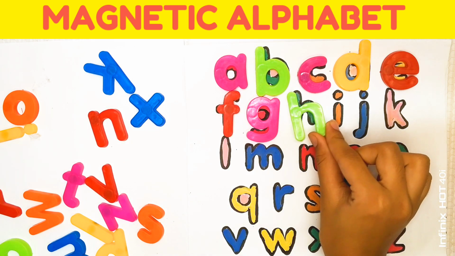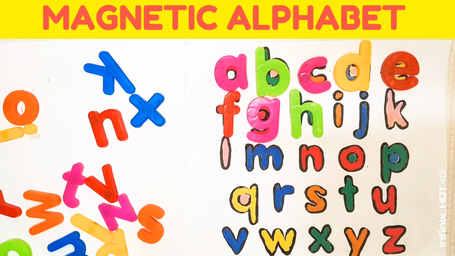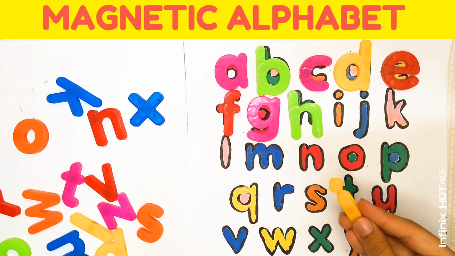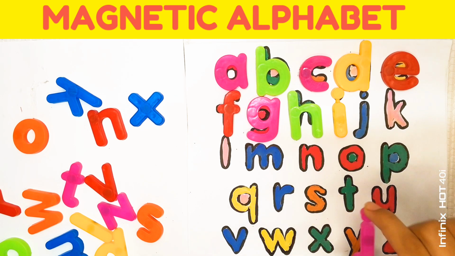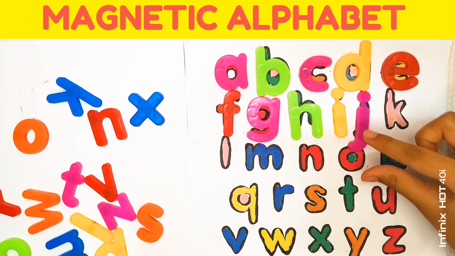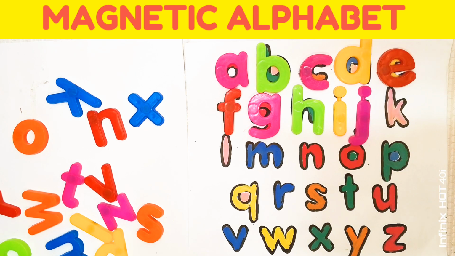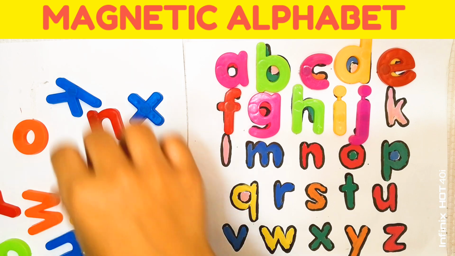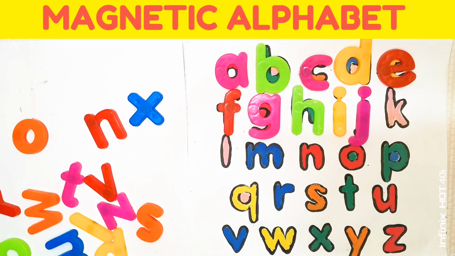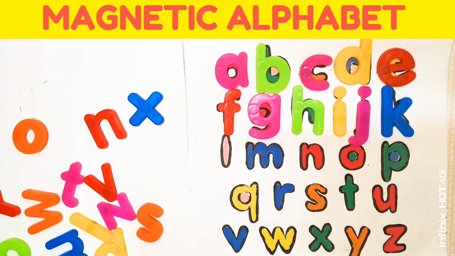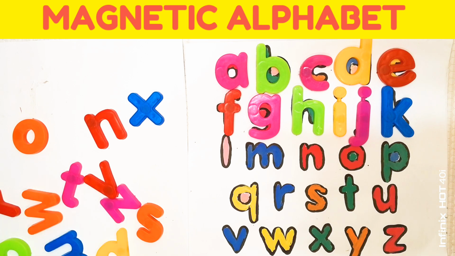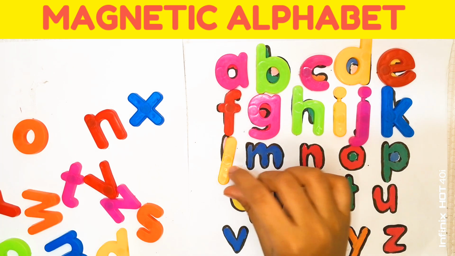Letter H. H for horse. Here is letter I. I for ice cream. The letter J. J for jug. Where is letter K? Here is K. K for kite. Letter L. Here is L. L for lemon.